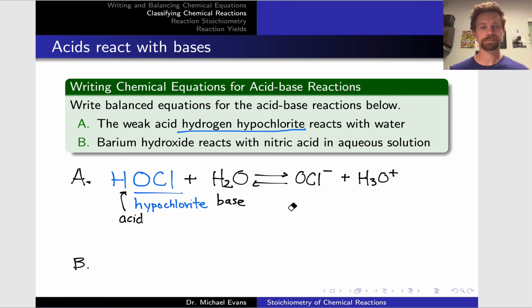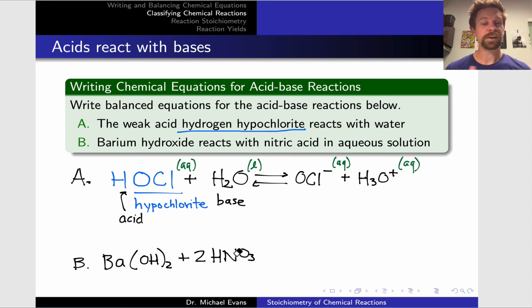In B, we've got barium hydroxide reacting with nitric acid in aqueous solution. And although it's not indicated, nitric acid is a strong acid, so we're going to be looking at a complete reaction here. The barium hydroxide combines with 2 equivalents of nitric acid to ensure things are balanced.